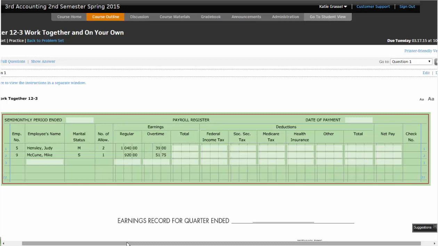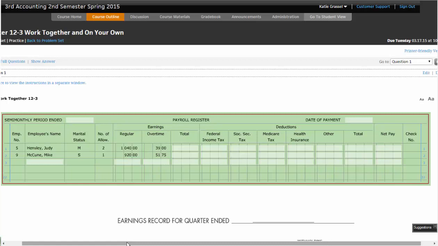Now, you'll see on the left-hand side, we have our employee numbers still. We have their names, and notice right here in the payroll register, we have a married or single column because that helps us for determining our federal income tax. And we also have a spot here where we have our number of withholding allowances because that is also important for using our federal income tax.